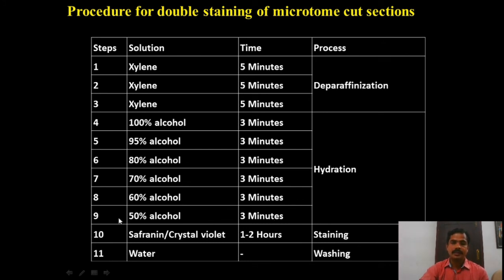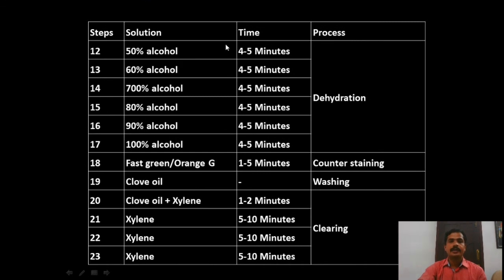So after reaching 50% alcohol, it is stained using safranin or crystal violet for 1 or 2 hours. This is known as the first staining, introduction of stain. So 1 to 2 hours are used because the specimens are attached to slides, so it will take more time to stain. Then wash using water.